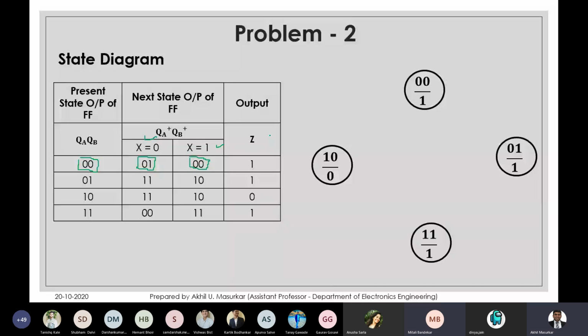Sir, it is 1 0. It is 1 0. Okay. What is the next state of the present state 1 1 when x is equal to 0? It is 0 0. That is right. What is the output of the present state 1 0 when x is equal to 0?